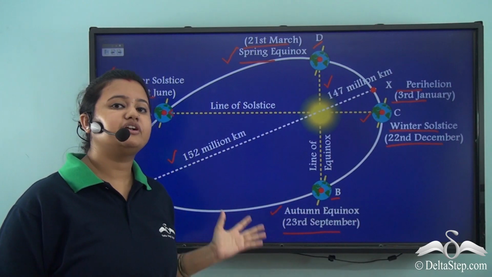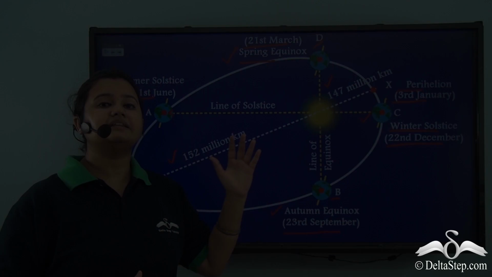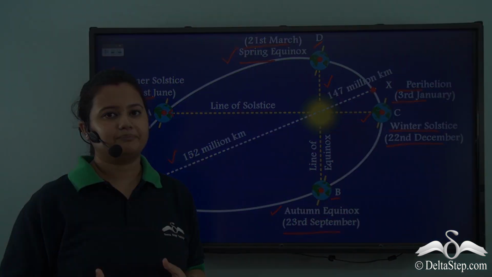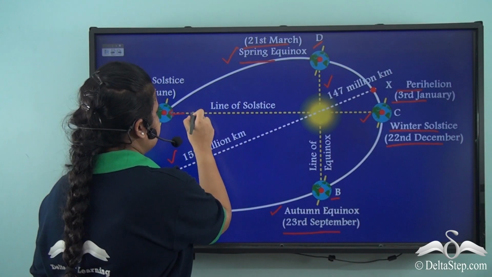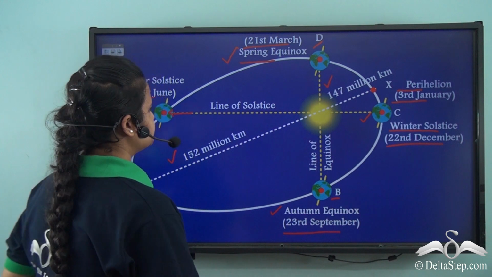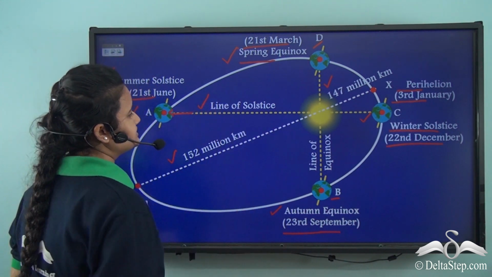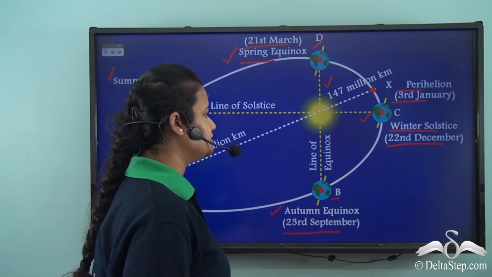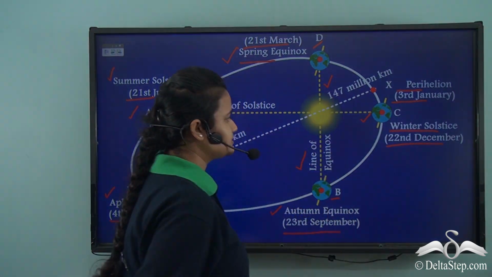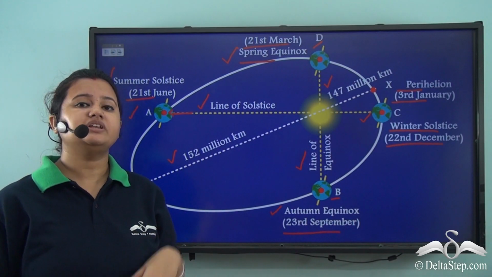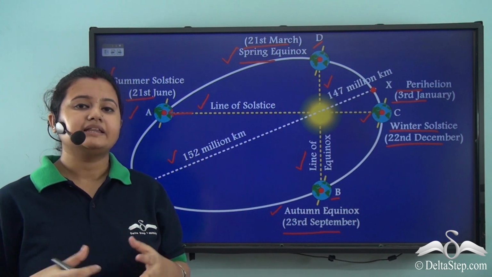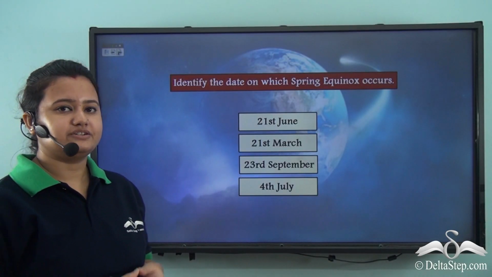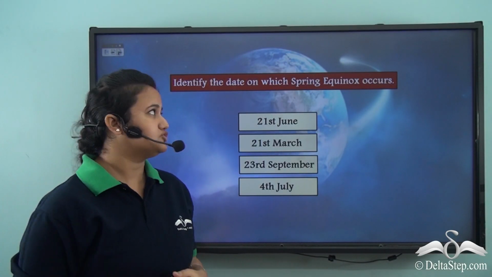So these are the different positions of the earth around the sun. These different positions occur because of the earth's revolution around the sun. Now, the horizontal line that connects summer and winter solstice is known as the line of solstice, whereas the vertical line that connects autumn equinox and spring equinox is known as the line of equinox. We shall now make a comparison between the two phases of the earth around the sun, that is solstice and equinox. Now, before we proceed with our lesson, let us try to answer this question.